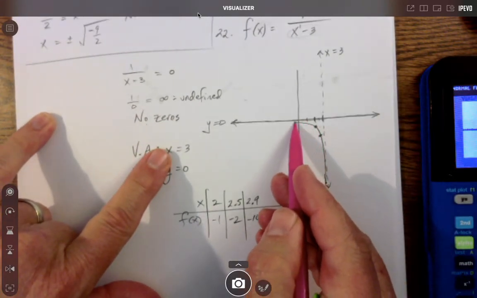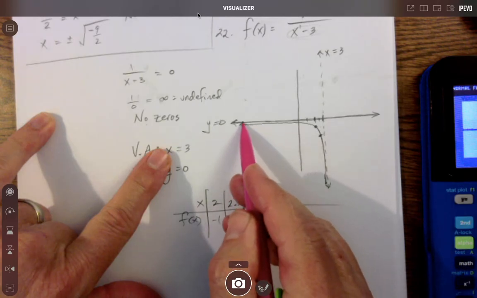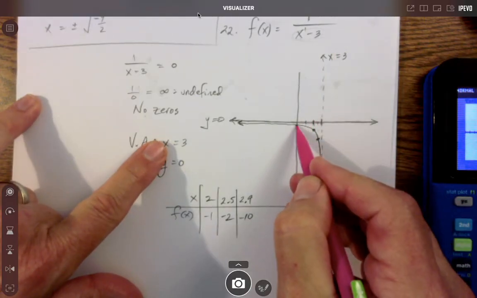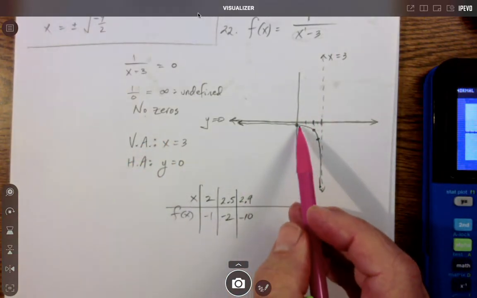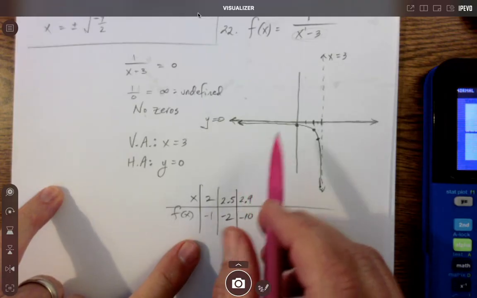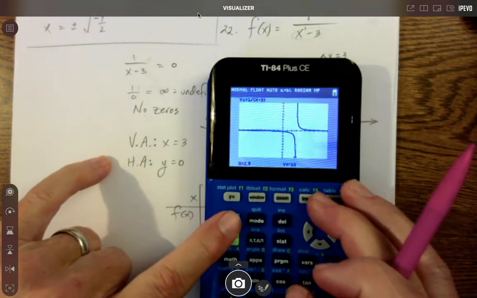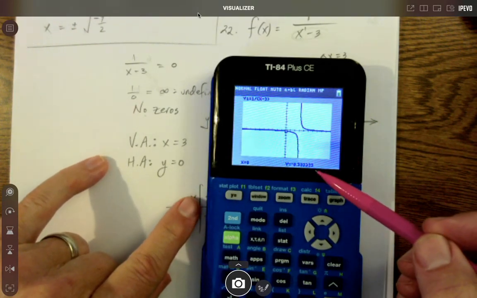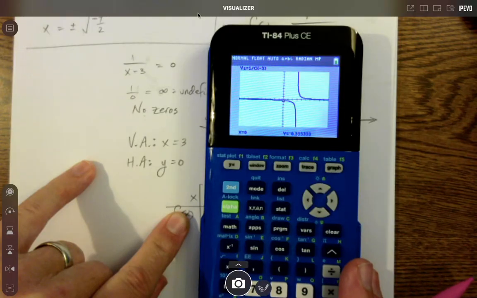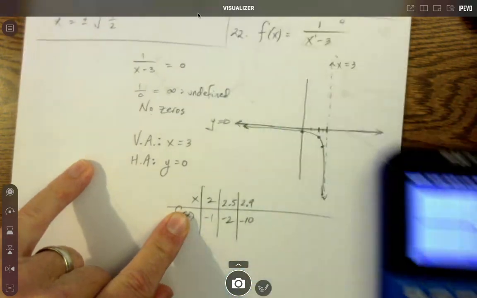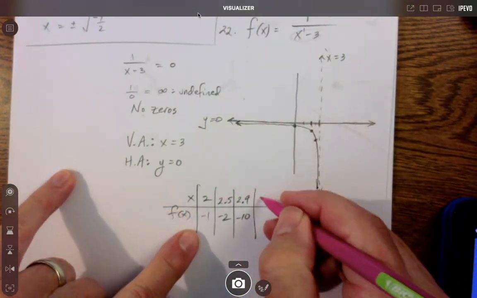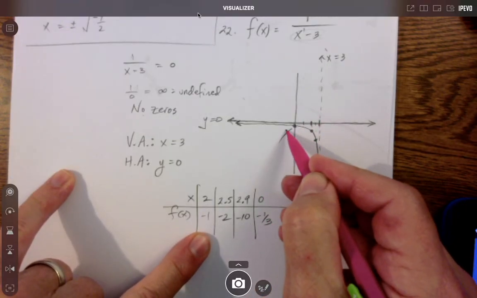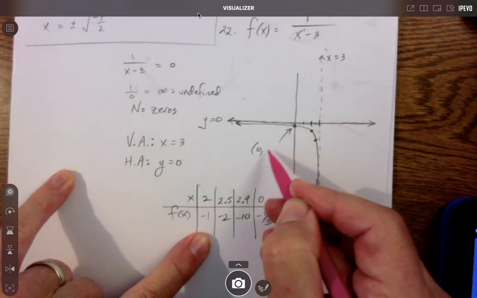It won't touch the x-axis because it can't be 0, but it's going to skim this way. We can find this just by making x 0. So if I do second trace, value, and make x 0, I get, as you can see, -0.3 repeating. So that's -1/3. When x is 0, I get -1/3. So that's what that point is right there: (0, -1/3).